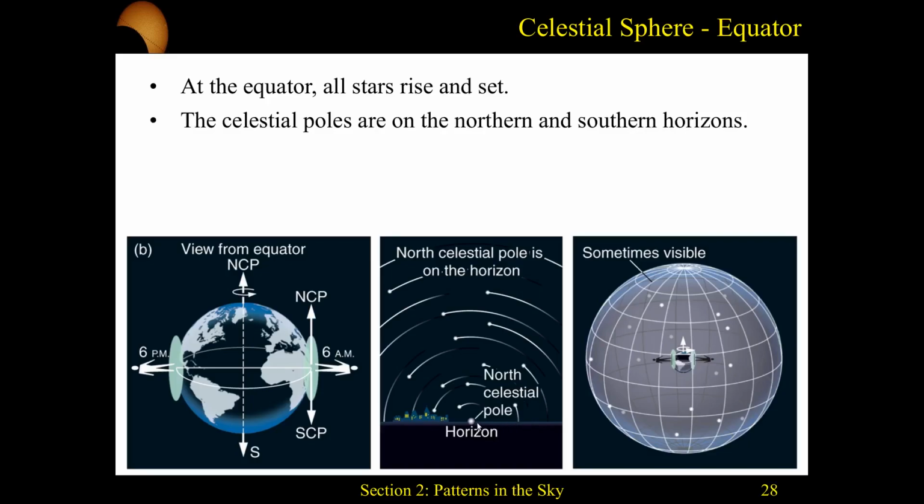Now, on your horizon, you'll see the North Celestial Pole. And instead of seeing stars as being circumpolar, we describe them as having a rising and setting. Stars will come into your horizon, they will rise up, and they'll set.